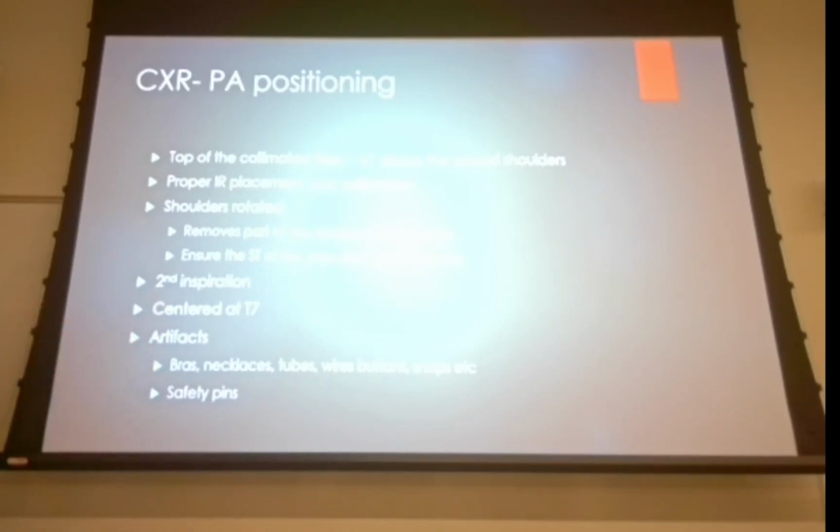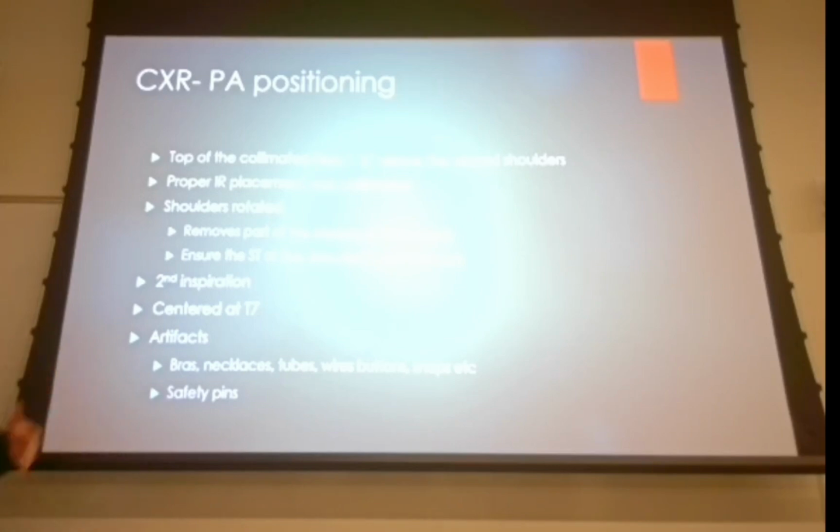Second inspiration, just to make sure you get that deep inspiration, centered at T7. All of your chest x-rays, with the exception of the apical lordotic, your centering is going to be at T7. Why? Well, that's pretty much right in the middle. Well, we've got 12, wouldn't 6, in between 6 and 7 be in the middle? Yeah, number-wise, but you have to remember that the vertebrae at the top of your thoracic spine are smaller than the vertebrae at the bottom of the thoracic spine. So T7 really puts it pretty much dead square in the middle.